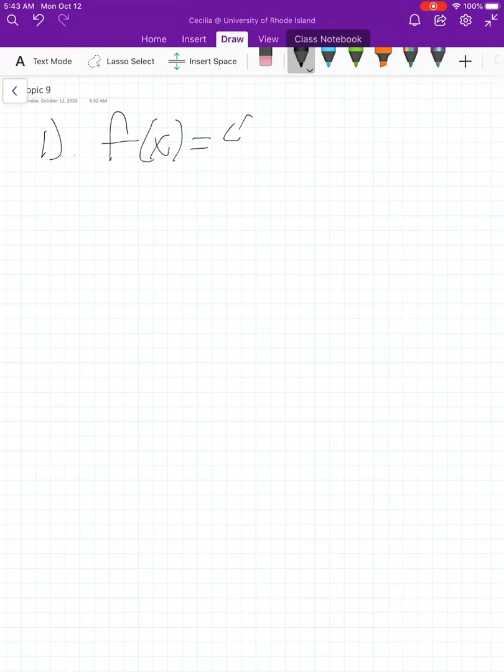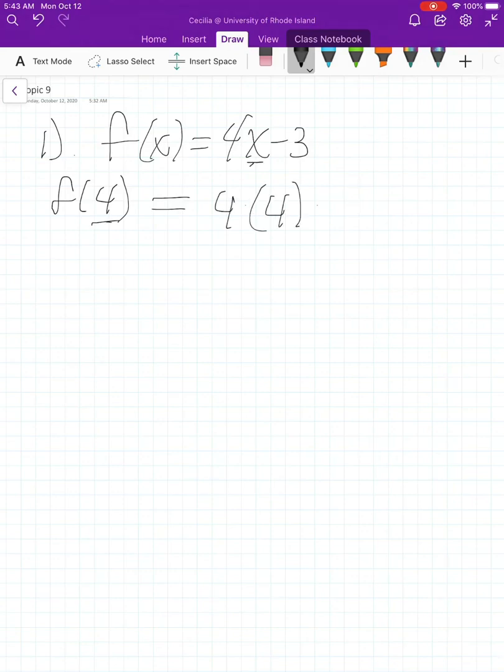to 4x minus 3. And we're told to find f of 4. So remember, the 4 is just going to replace the x. It's our input. So it's 4 times whatever that input is minus 3. So 16 minus 3, or 13.